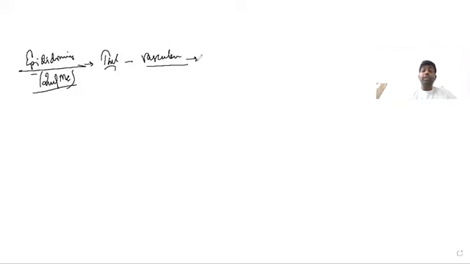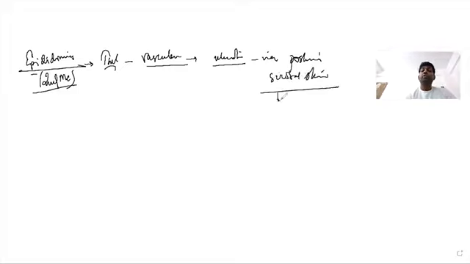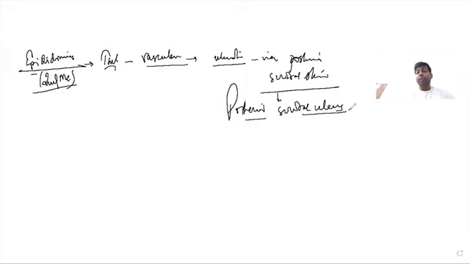Now, the epididymis is present in the posterior aspect of the testis. Therefore, this might ulcerate via the posterior scrotal skin. So what do we get? We get posterior scrotal ulcers. So in tuberculosis, the ulcers are commonly found in the posterior aspect of the scrotum. So this is what happens with the epididymis.